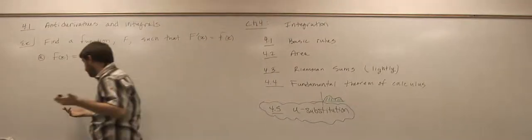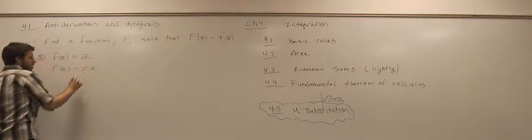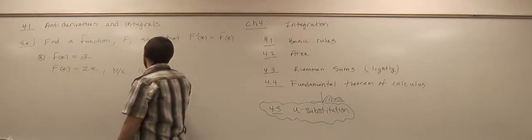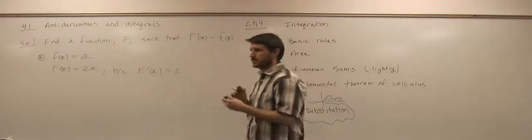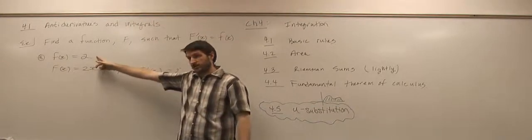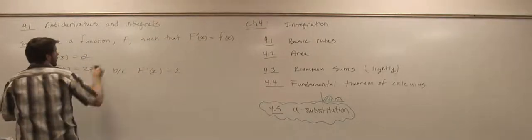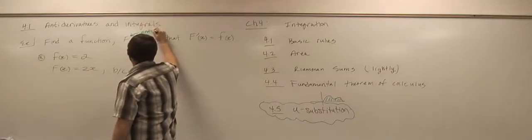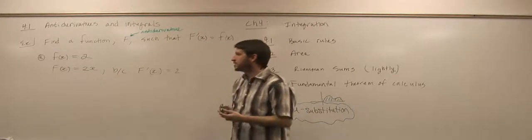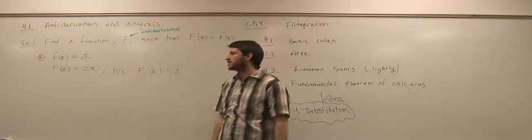2x. See? I told you you were going to like this. Right? Because you can check it, right? I mean, because big F prime is equal to 2, so these match. This is called an antiderivative of this function. Capital F is an antiderivative of lowercase f. Antiderivative. Because we basically undid the differentiation. Right? F prime is 2. If you undo that differentiation, you end up back at 2x.